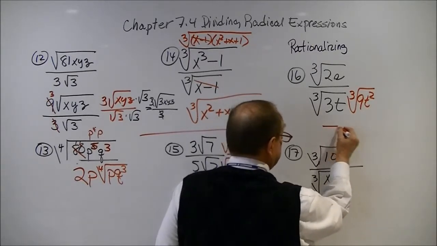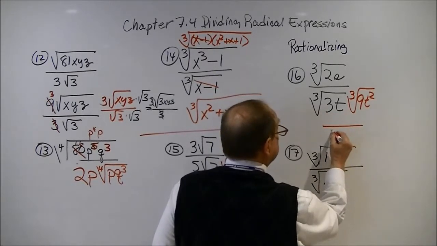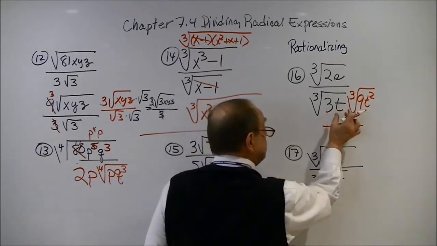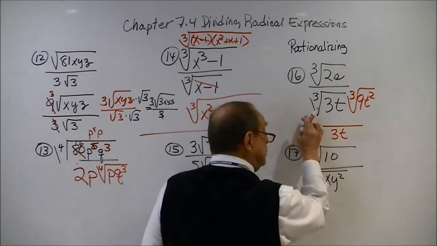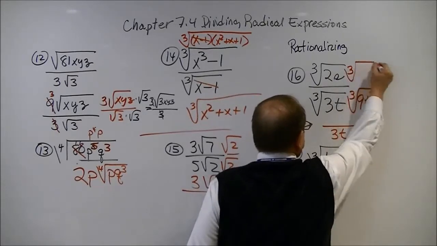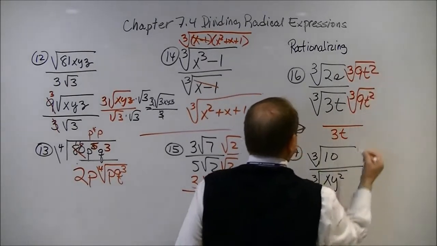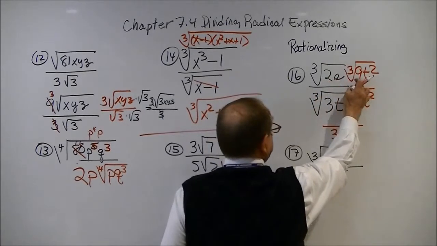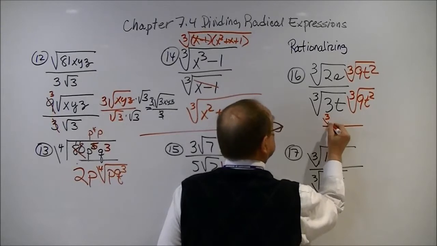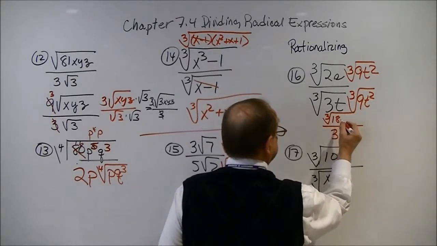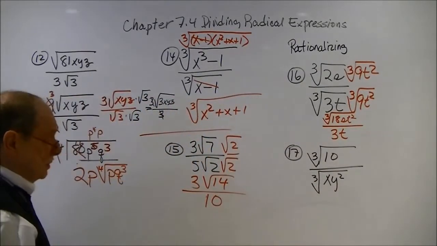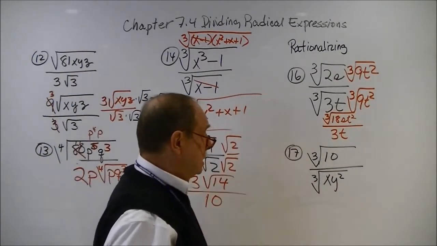So our denominator over here now will become 3t, because this is 27t cubed. The cube root of that is 3t. And I have to do the numerator as well. So this is 2 times 9 is 18. The cube root of 18st squared. And that's the answer. I have rationalized the denominator.